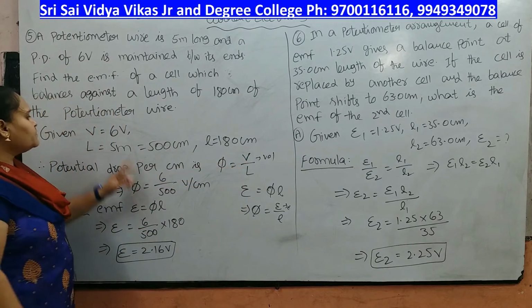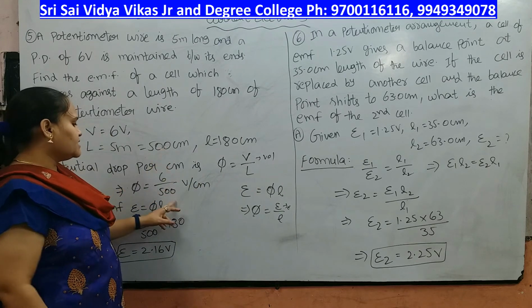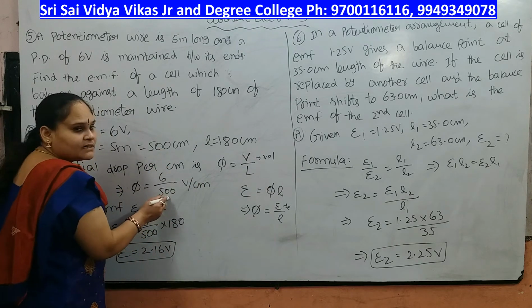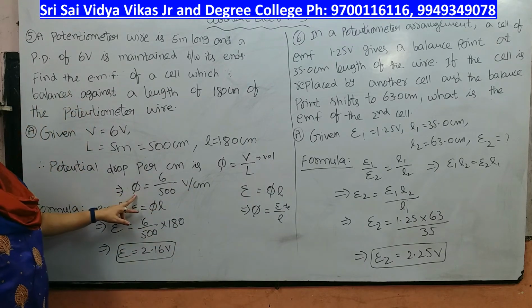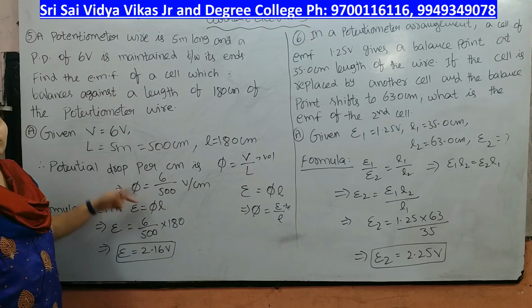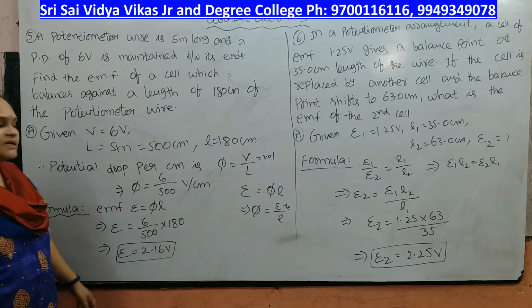Substitute phi equal to V by L, which is 6 volts by L, which is 500 centimeters. So, this is volt per centimeter. Volt per centimeter is the unit. This is the potential drop per centimeter. We have 500 centimeters. Now, 6 by 500 volts per centimeter.